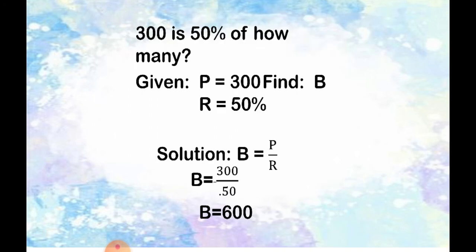300 is 50% of how many? Okay? Yung 300 daw is kalahati daw ng ano daw, which is we are going to find. Okay. Given P is 300 and then the rate is 50% and then the base is P over R, which is 300 over 50% or 0.50, which is 600. Therefore, 300 is 50% of 600. So 300 plus 300 is equal to 600.